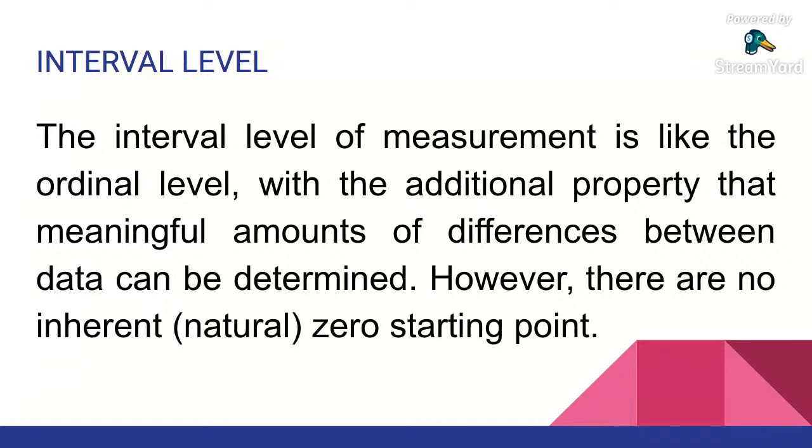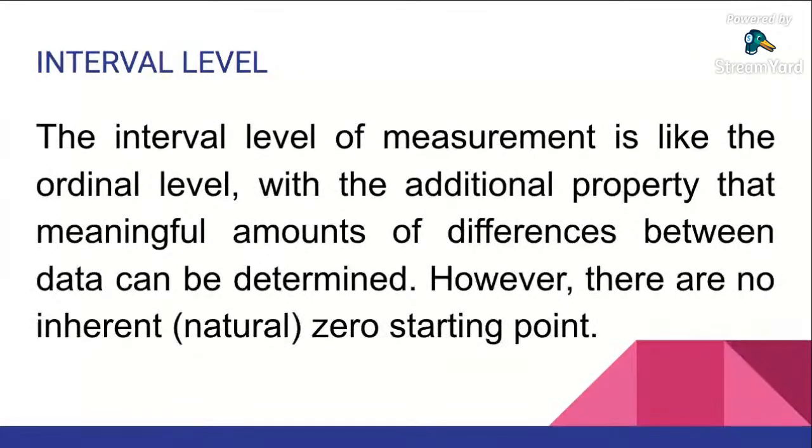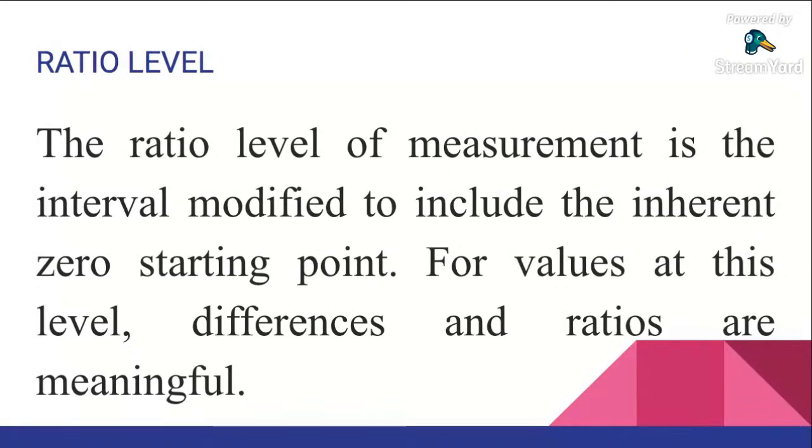Now we move on to the last. See, I told you this one is a very quick lecture discussion. So we have the last one, which is the ratio level. The ratio level of measurement is the interval, but modified this time to include the inherent zero starting point. So for the values at this level, differences in ratios are meaningful. So I'll give you an example. Let's talk about distances. Any system of measurement gives us data at the ratio level.